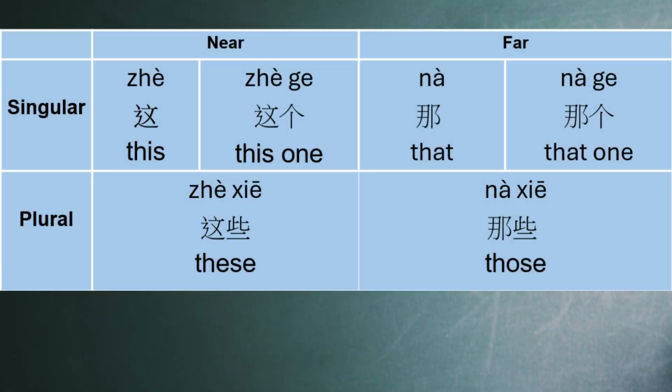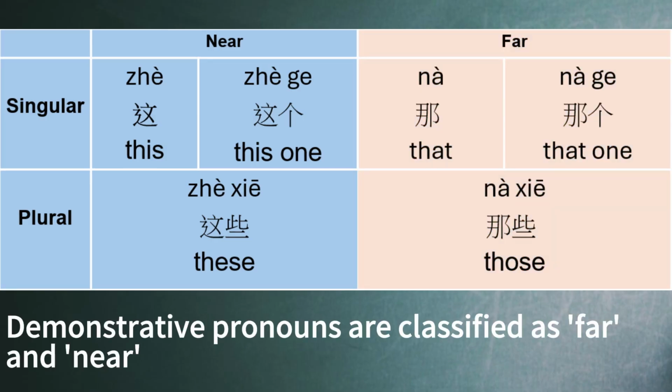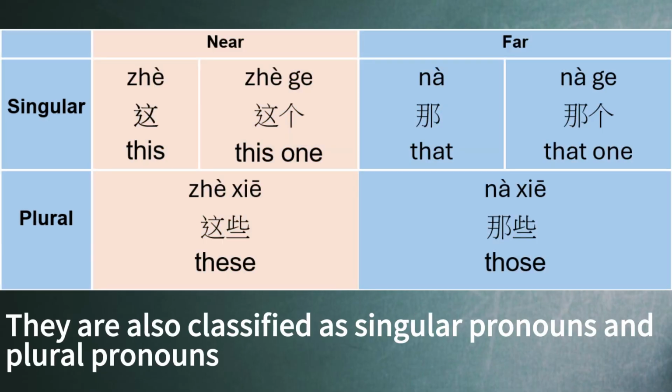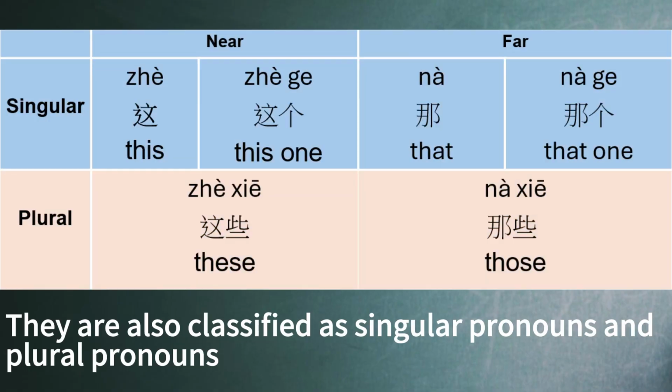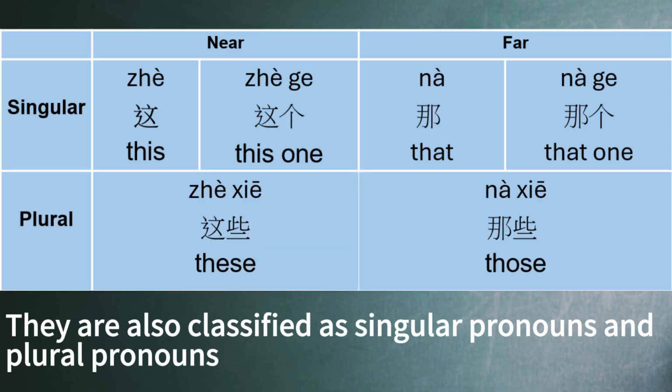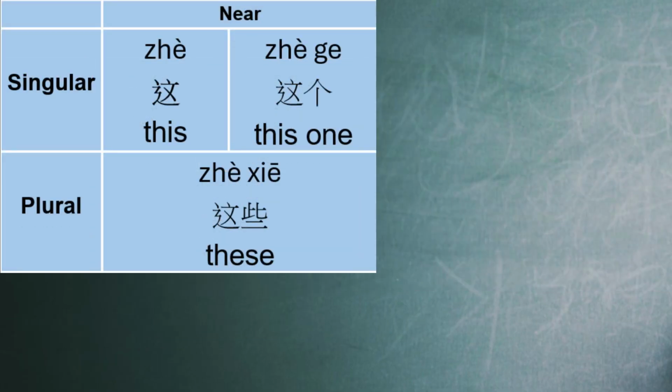Last lesson, we have learnt about personal pronouns. In this lesson, we will go through the demonstrative pronouns in Chinese. Demonstrative pronouns are classified as far and near. They are also classified as singular pronouns and plural pronouns. Let us take a look at the near demonstrative pronouns.